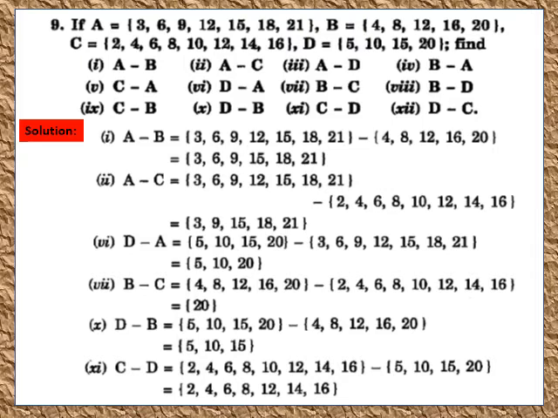Clear? Then we have B minus C. Again, elements which are in B but not in C. Only one element is there, that is 20. Then D minus B: the elements in D but not in B. So we have 5, 10 and 15. Then C minus D: the elements in C but not in D. So we have 2, 4, 6, 8, 12, 14 and 16. In the same way you can solve the other parts.